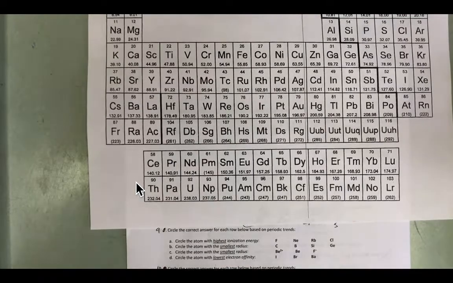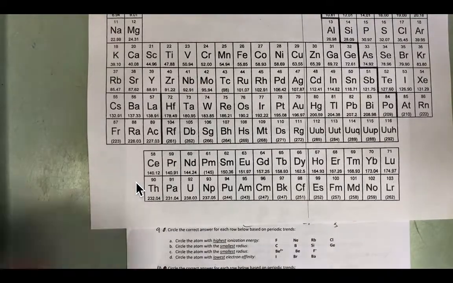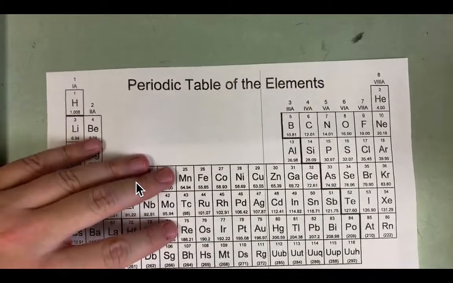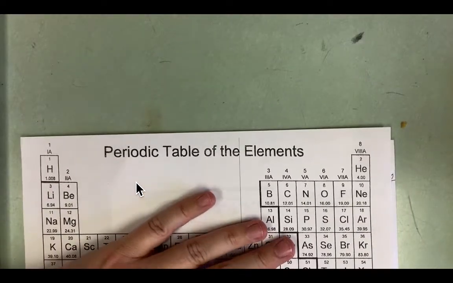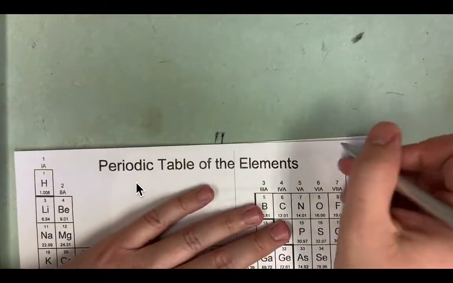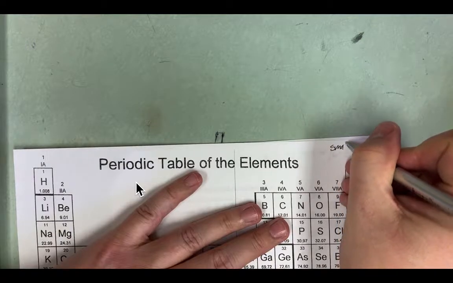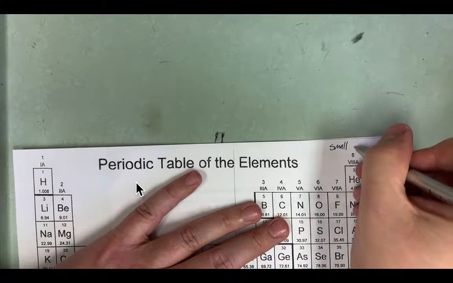All right, for this next question, we're going to look at a few different periodic trends. And first, and you'll want to do this yourself, I would mark up my periodic table with the various trends that we have here. So up in this corner, the atoms are small.